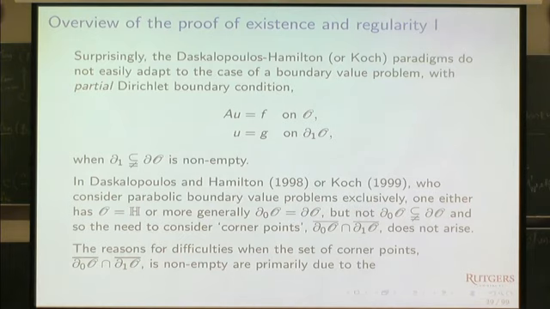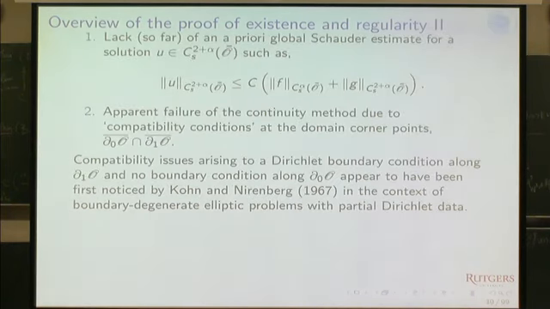So they don't run into this issue here, and I probably won't have time to mention exactly why it's such a problem, but it is a problem, and I think it was probably first identified by Cohn and Nirenberg in a paper from the mid 60s. There's a little section in there on compatibility issues which arise in degenerate PDE problems, and they essentially sidestepped this issue.